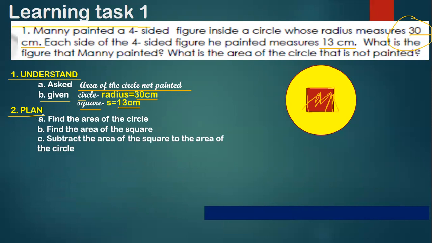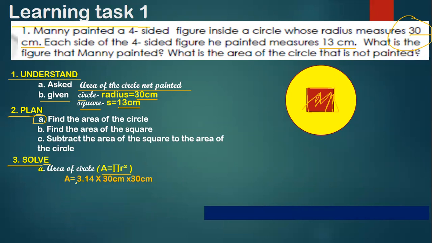Tapos na tayong magplano, susunod na gagawin natin is we have to solve na. Okay? Ngayon, gawin natin yung letter A. Find the area of the circle. So the area of the circle, the formula is pi r squared or pi times r times r. Kung saan ang pi ay mathematical constant that is 3.14.